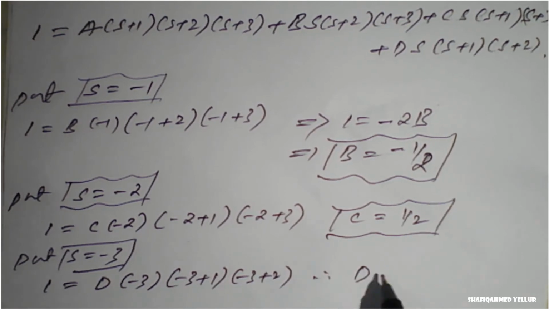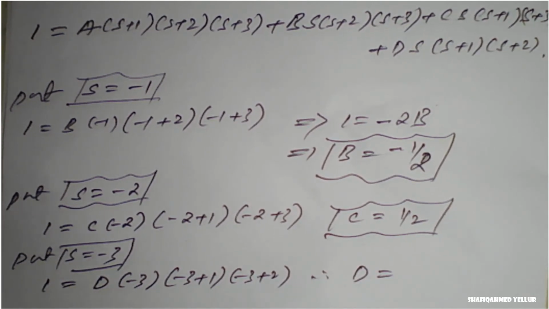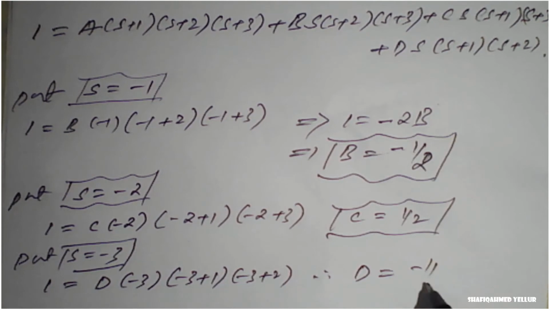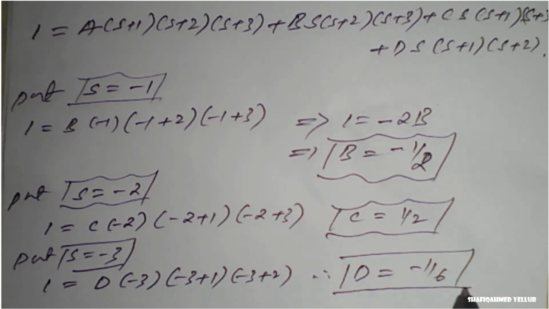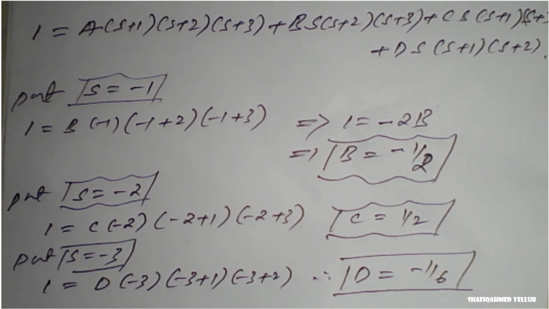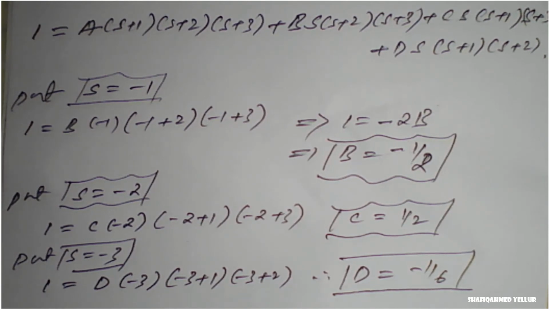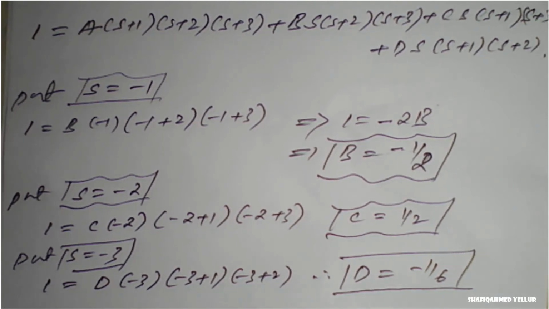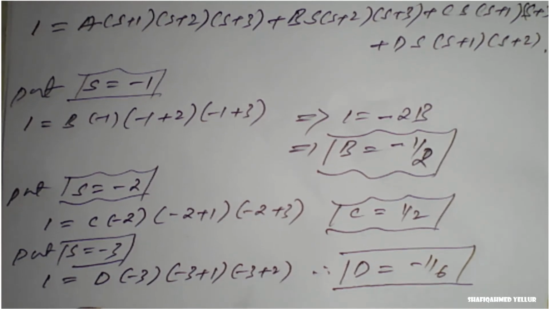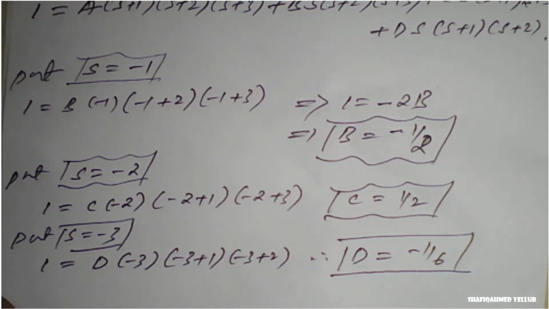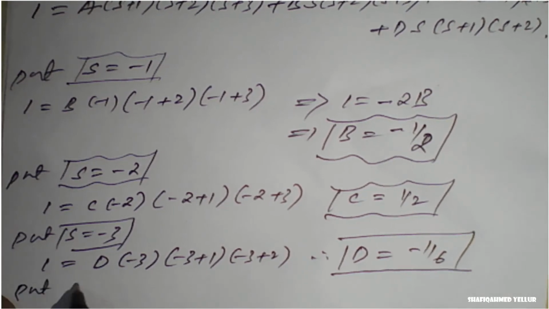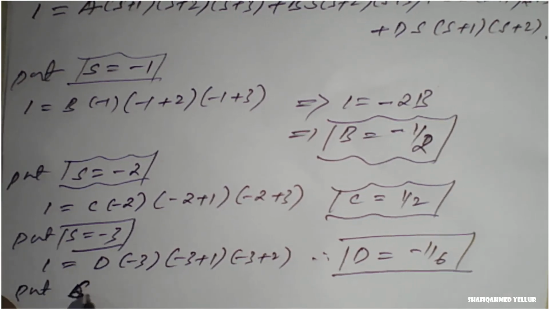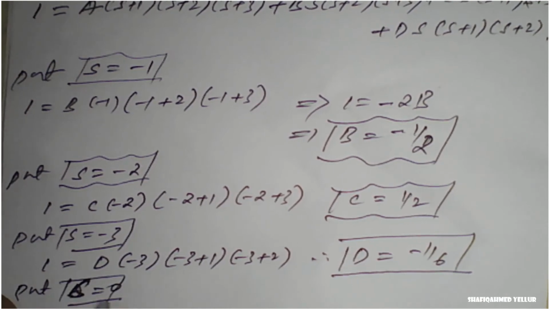So therefore the value of d on simplification we get as minus 1 upon 6. We got the values of b, c and d. So how to get the value of a now? For that I will put the next value, s is equal to 0. Put s is equal to 0.